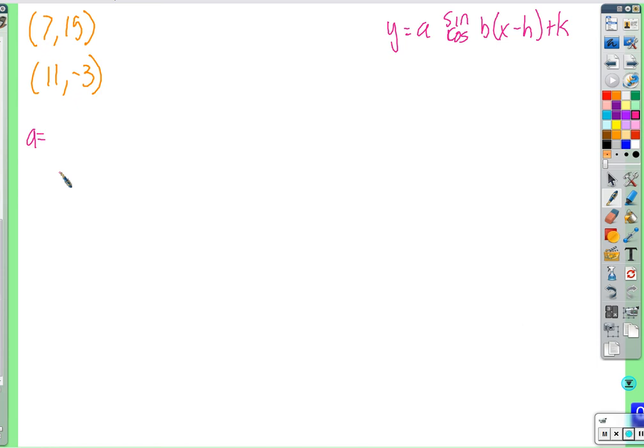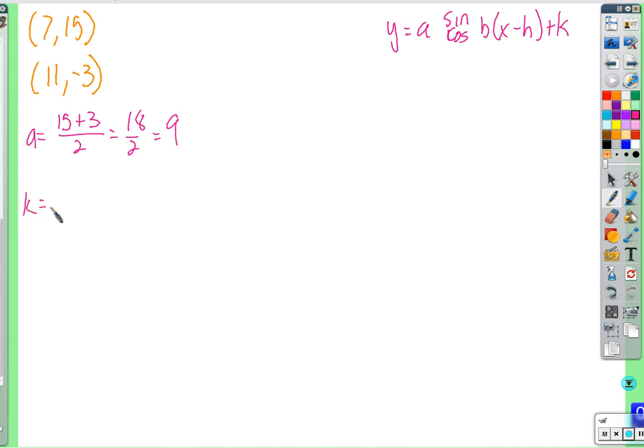15 minus 3. Minus 3? Yes. Divide by 2. So 6. 15 minus 3, plus negative 3, and then divide by 2. That's 18, divide by 2, because negatives can cancel. Do M minus M. But if M is negative, or one of them is negative, then you've got to subtract the negative.